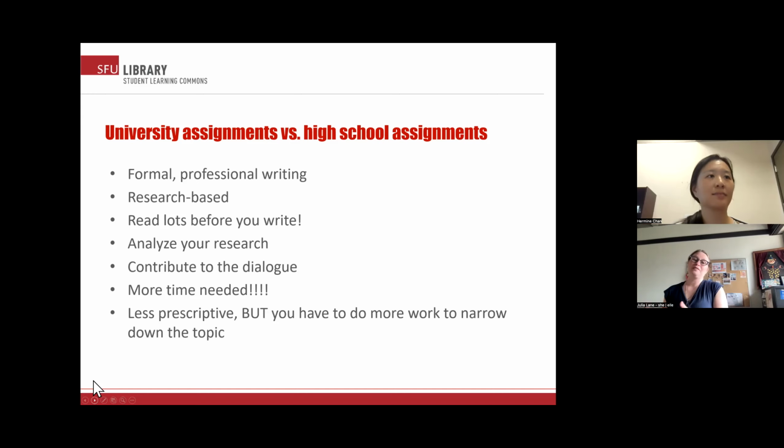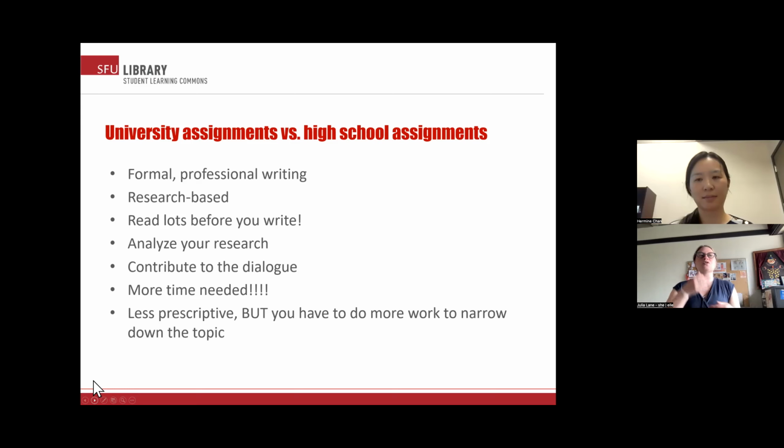The other reason that we often need more time is because the assignments can be less prescriptive. So they're often a really broad, open prompt, but then you need to do some more work to narrow that down to something manageable that you can actually research and write something interesting about.